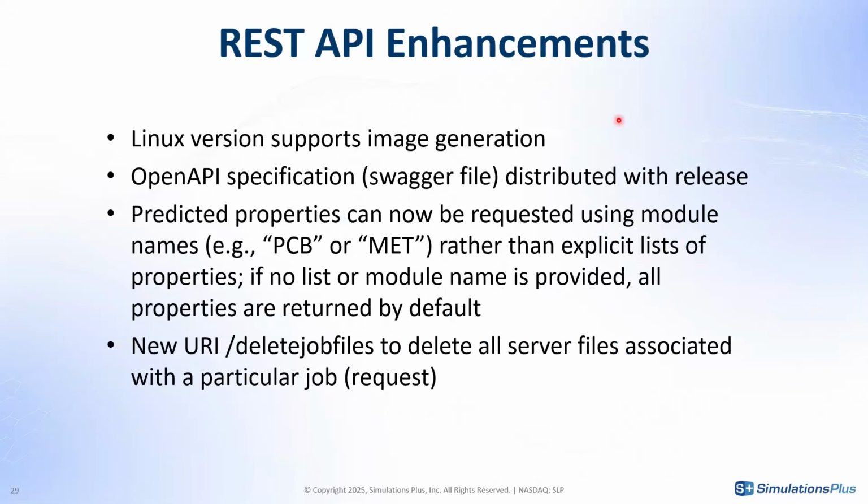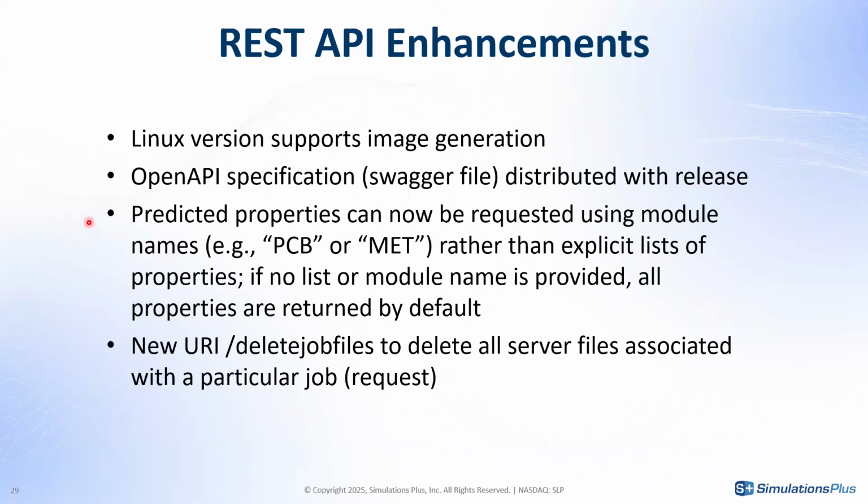Finally, some enhancements to the REST API. Just like with the Linux version of the command line, the Linux version of the API also supports image generation. We have an open API specification, the so-called Swagger file, that we'll be distributing with the release. This can be useful for helping you to write the client code that will then exercise the API.